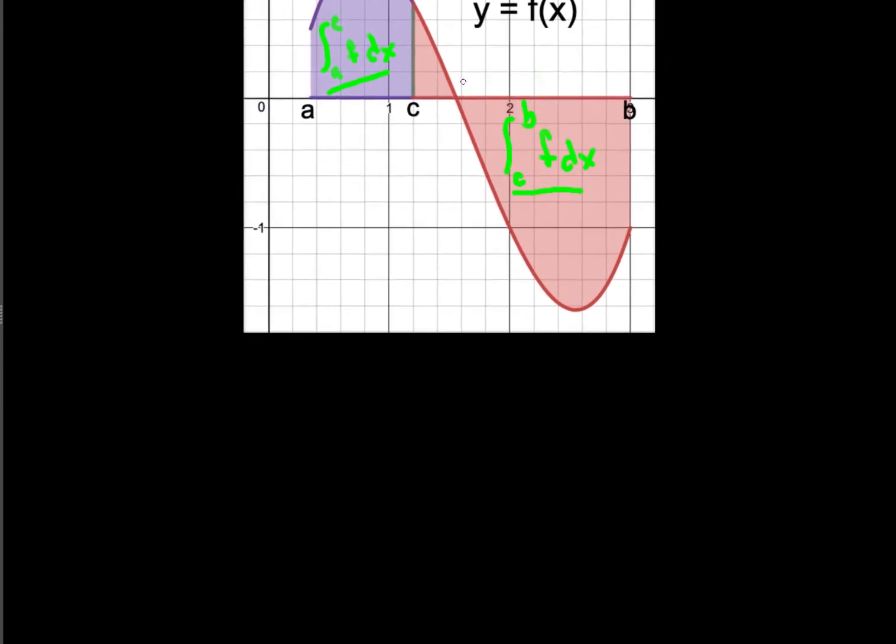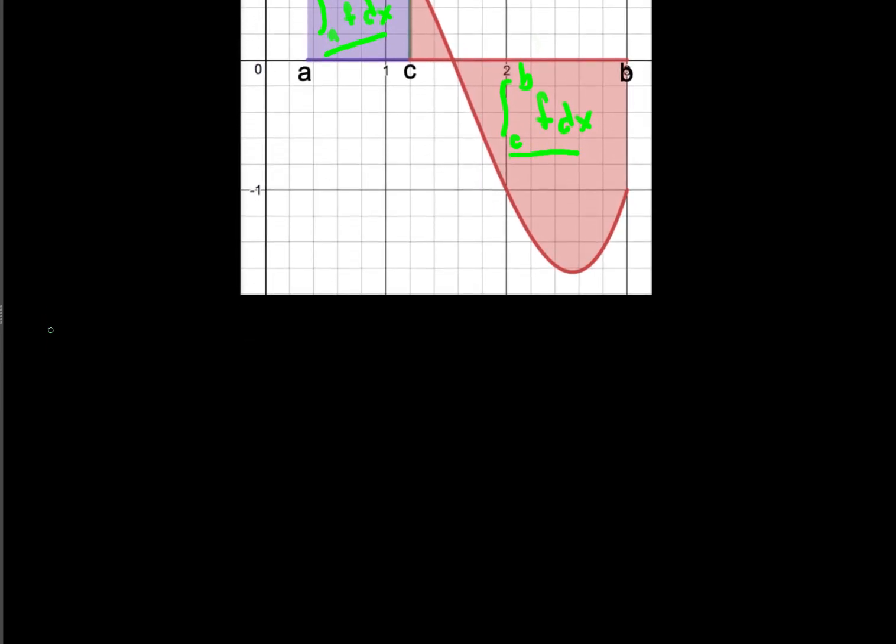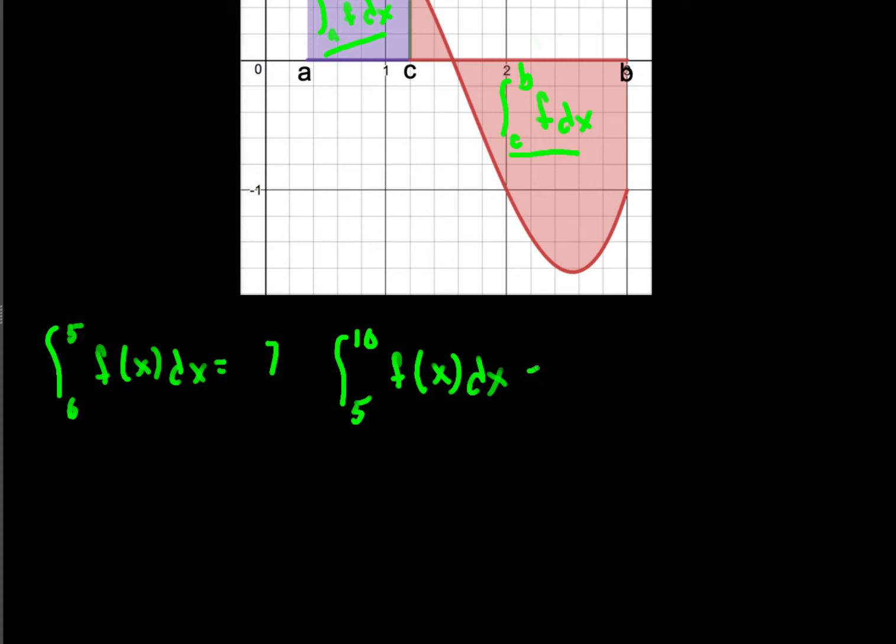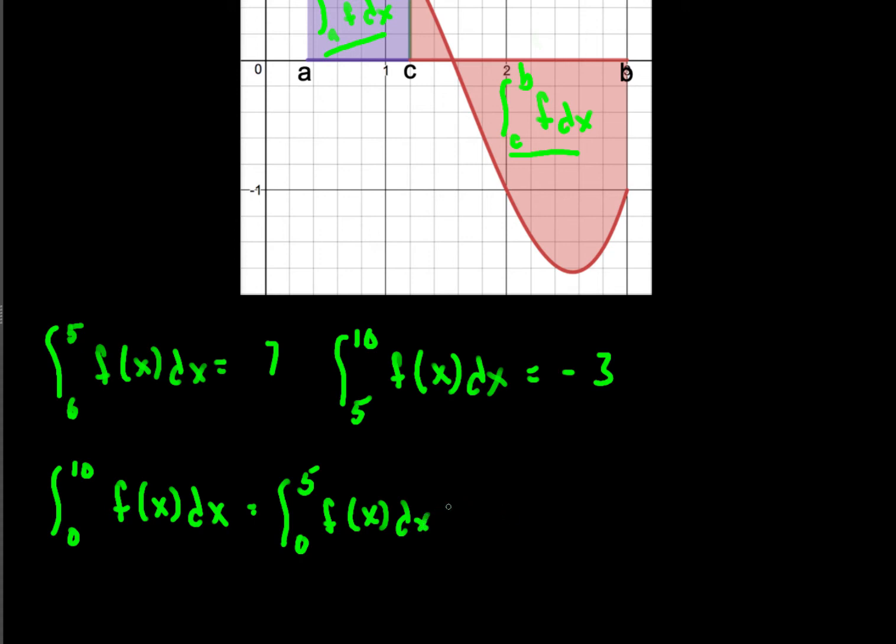So maybe an application with this would be something like, let's say that the integral from 0 to 5 of f of x dx is equal to 7, and the integral from maybe 5 to 10 of f of x with respect to x is equal to -3. Well, then, by the additive property, the integral from 0 to 10 of f of x with respect to x, well, we can split it up. This is equal to the integral from 0 to 5 of f of x dx plus the integral from 5 to 10 of f of x with respect to x. And these values we know, this is equal to 7 minus 3, which is equal to 4.